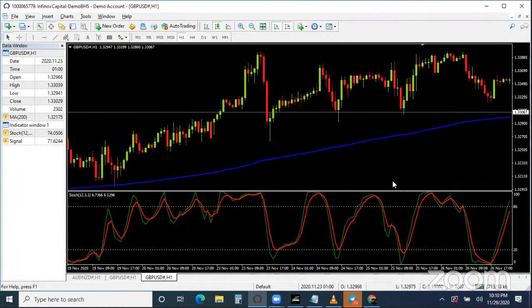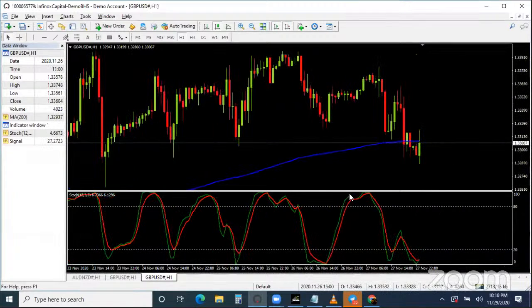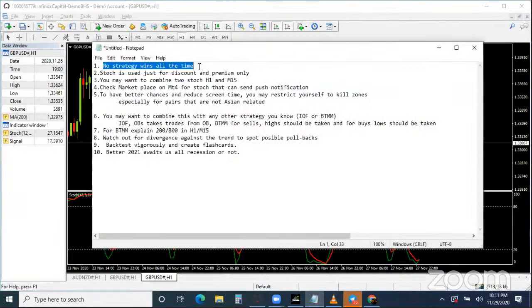Right, so the challenge and the advantage of this is that it helps you come just once every hour to see what price does. I think I have something. So yeah, let me start with it. No strategy wins all the time. I believe we all know that no strategy will win all the time.